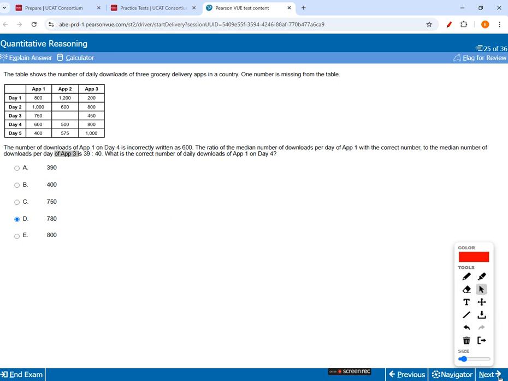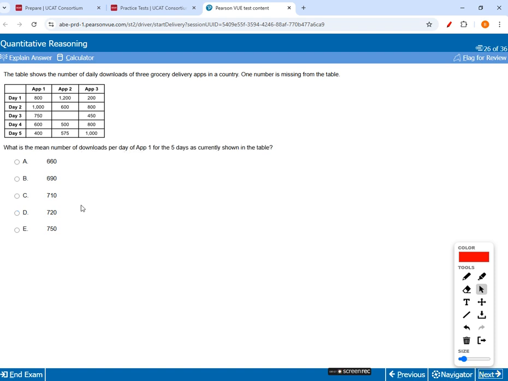Right, the next question is, let's see, what is the mean number of downloads per day? So this is where the majority of people tend to mess it up. You said per day means I have to divide it. Divide by what? 5. So in this question, we learn 3 strategies. First thing, if he says per day, you know that I have to divide by days. If he says per app, then he would say divide by number of apps. Per day, 5 days, divide by 5.